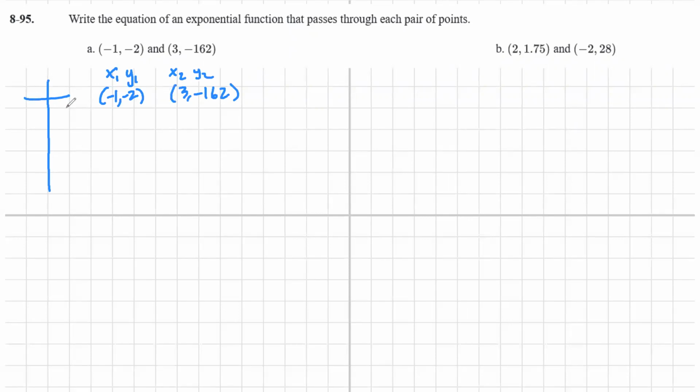So -1, -2. If I do a little sketch here, these are in the negatives too, and +3. So -1 is over here and it's at -2. So that's one of the points, right? 3, 1, 2, 3, and then -162 is way down here, right? So I'm going to put a dot down here. So this curve, is it growing or is it decreasing, guys? You guys there?